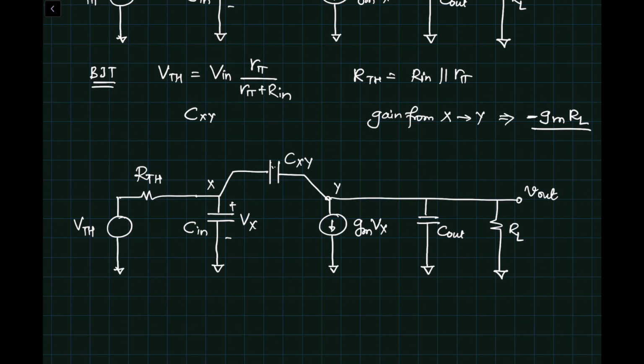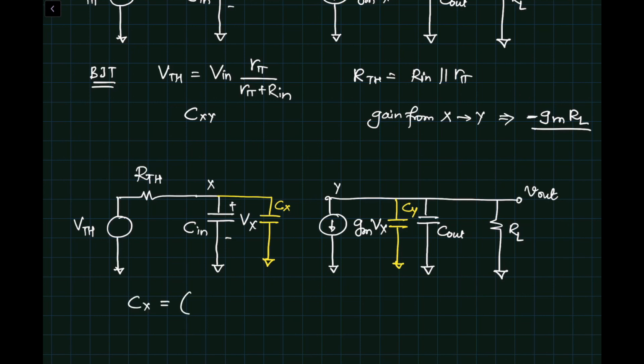We will apply the Miller principle, and what that will do is remove the capacitance CXY, and then that capacitance will be added over here. So a capacitance is added from node X to ground, and that is CX over here, and we will call the other one CY over here. So we know that using the Miller principle, CX is equal to 1 plus gm RL times CXY.